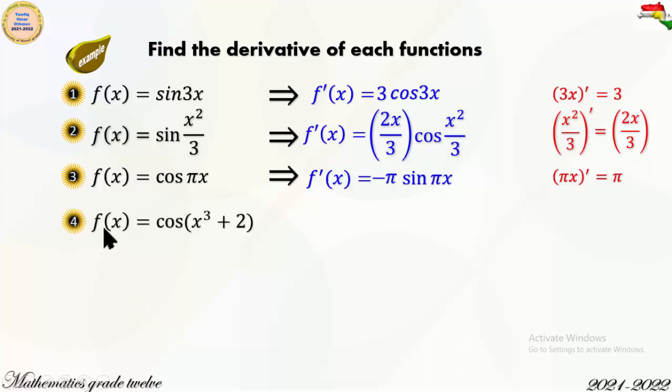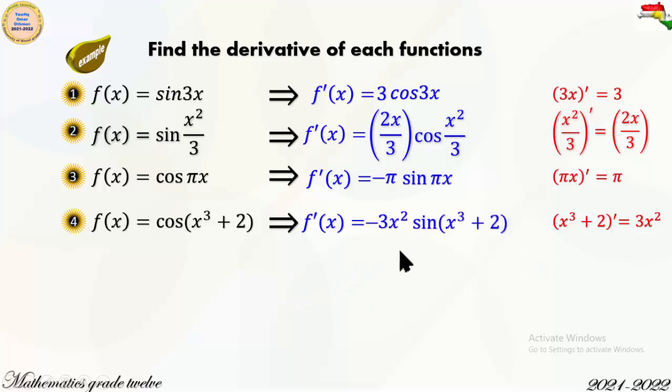Number 4, f of x is equal to cosine of x cubed plus 2. You have the angle x cubed plus 2. The derivative of it is 3x squared. And now f prime of x is equal to: write the derivative 3x squared. Cosine becomes minus sine. Write the angle x cubed plus 2.